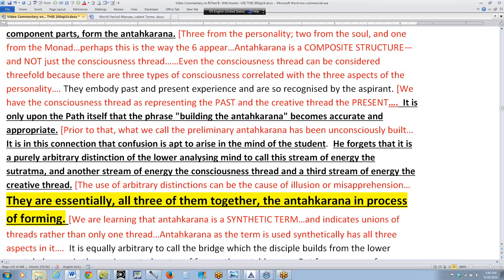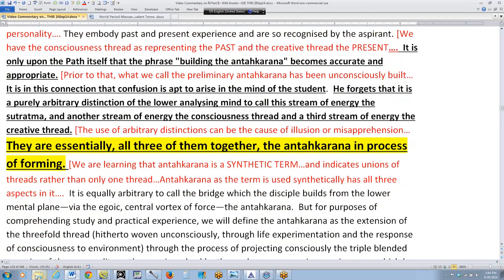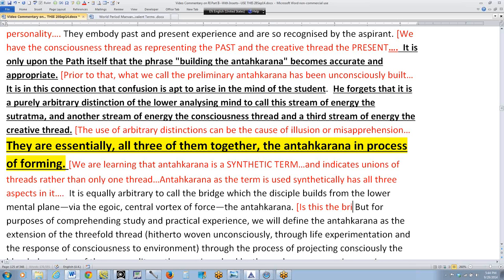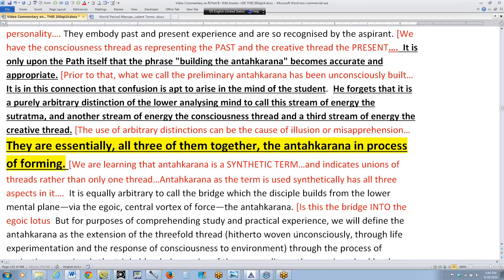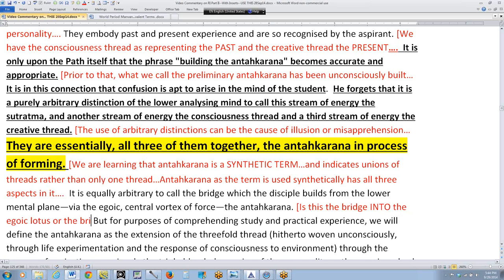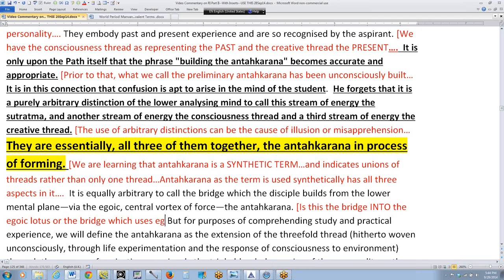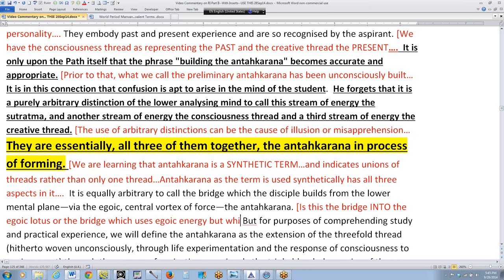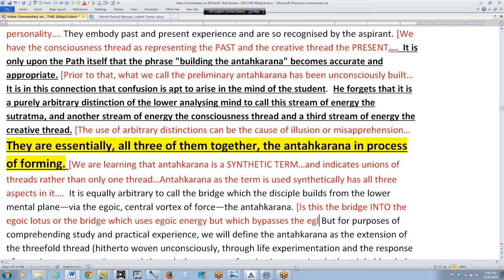So it is equally arbitrary to call the bridge which the disciple builds from the lower mental plane via the egoic central vortex the Antahkarana. Okay, well now, is this the bridge into the egoic lotus, or the bridge which uses egoic energy but which bypasses the egoic lotus?